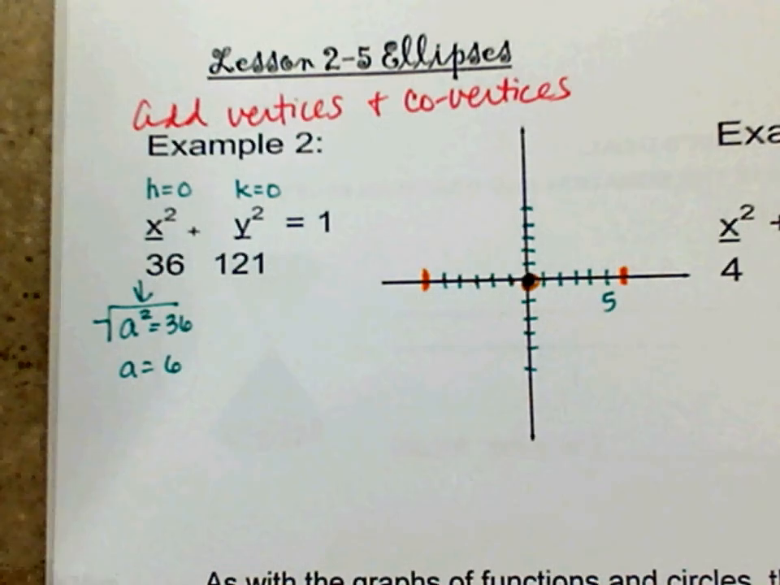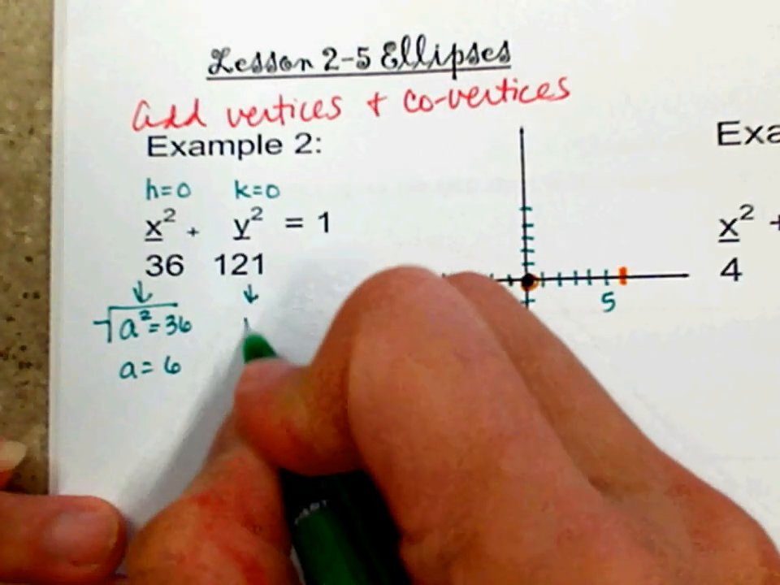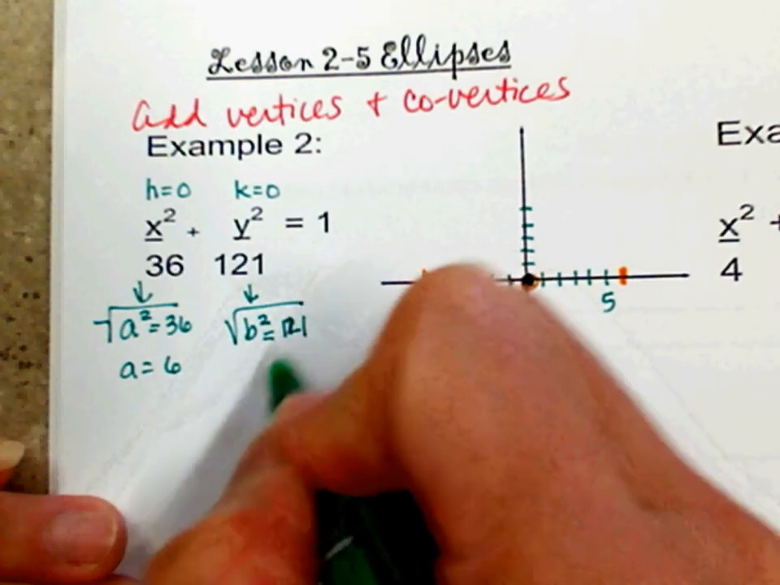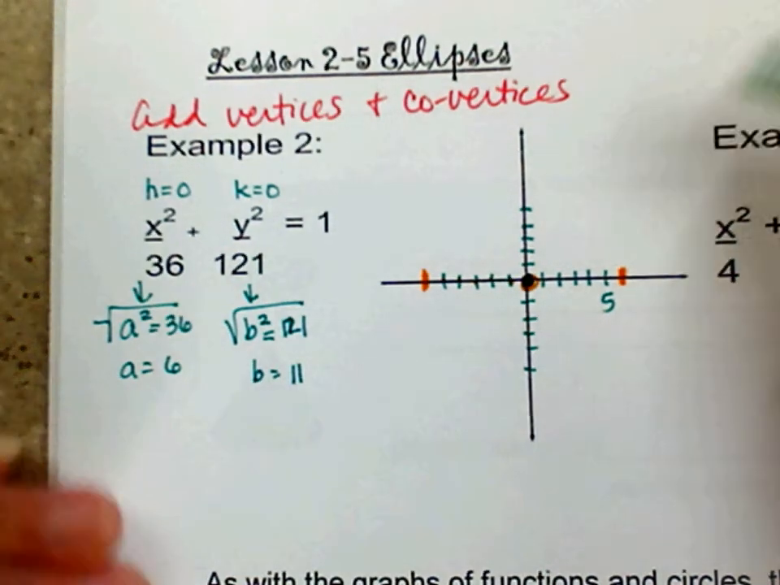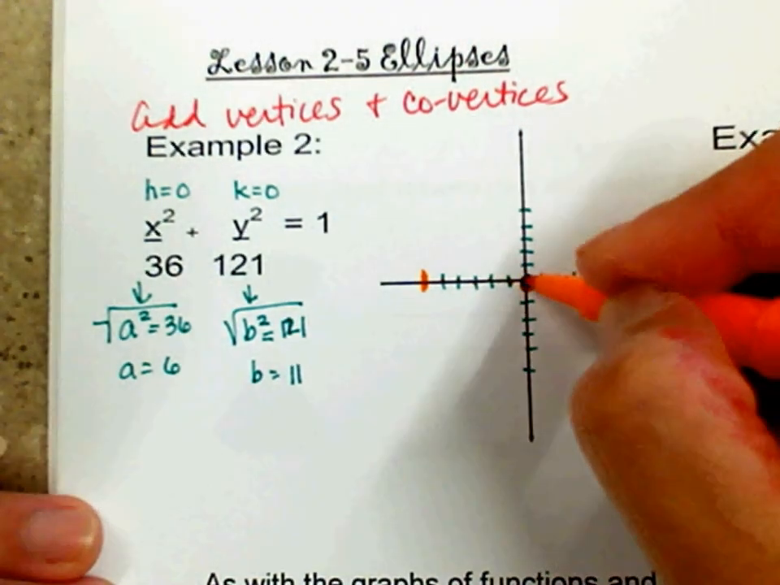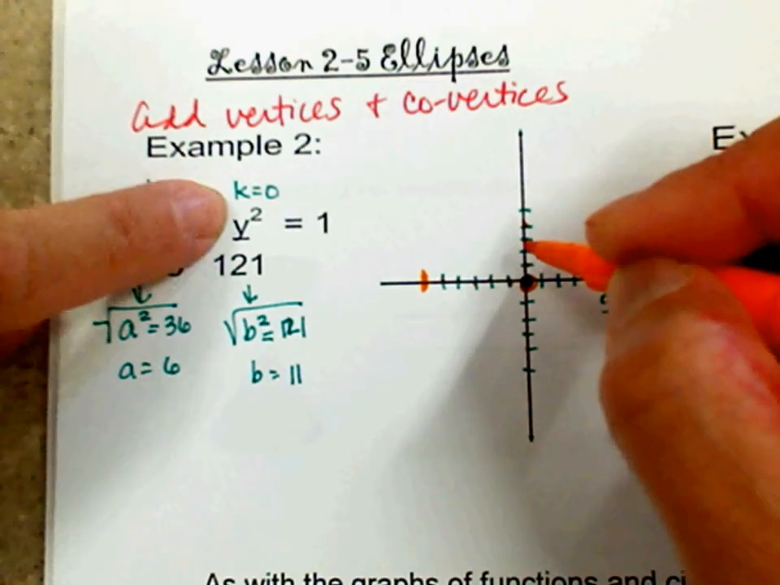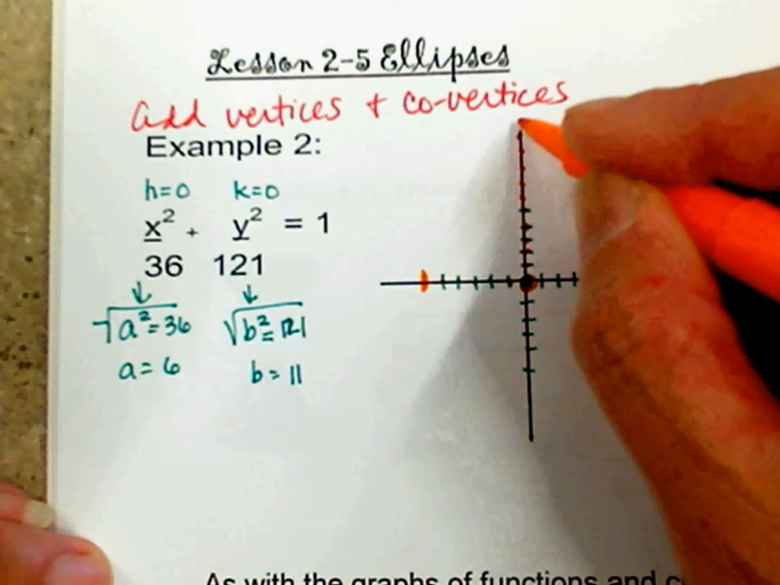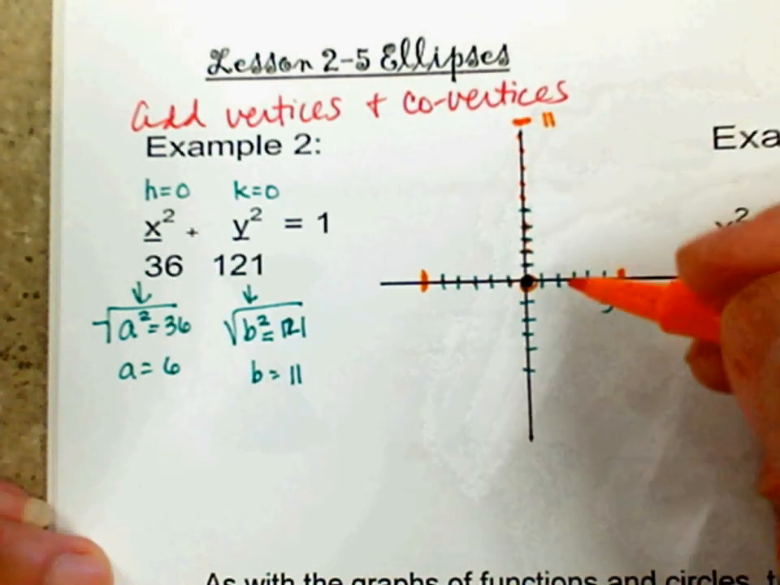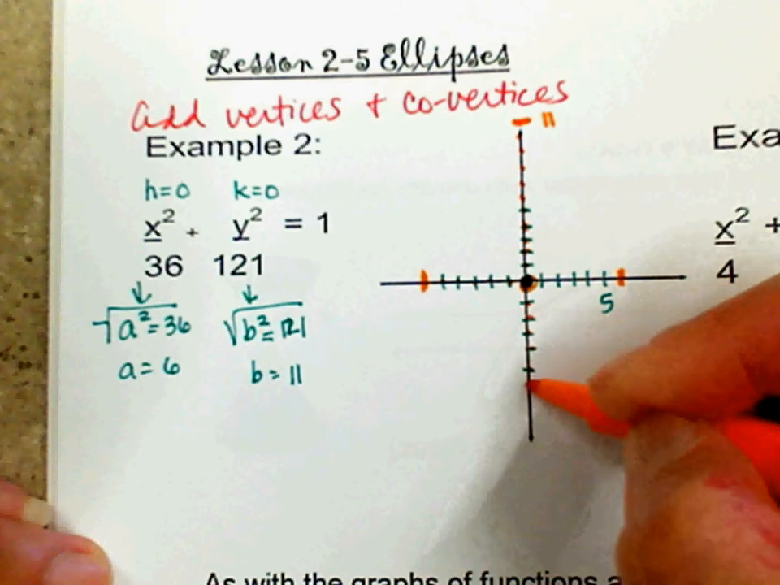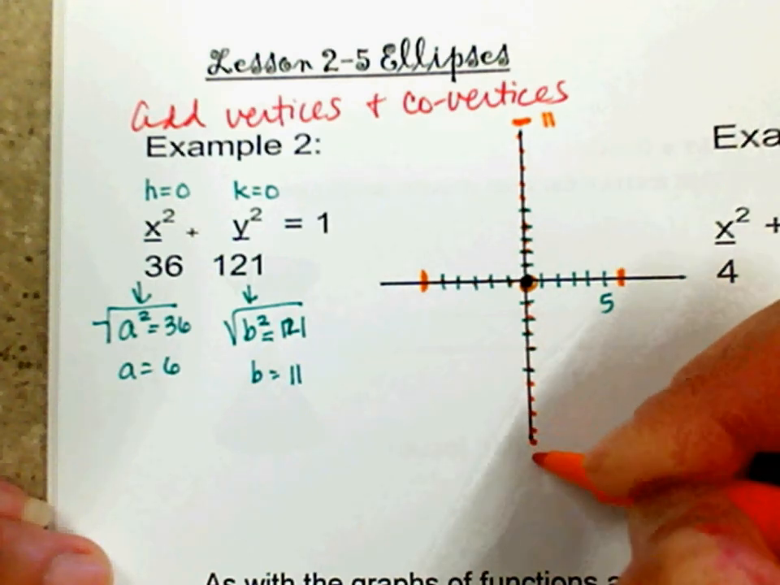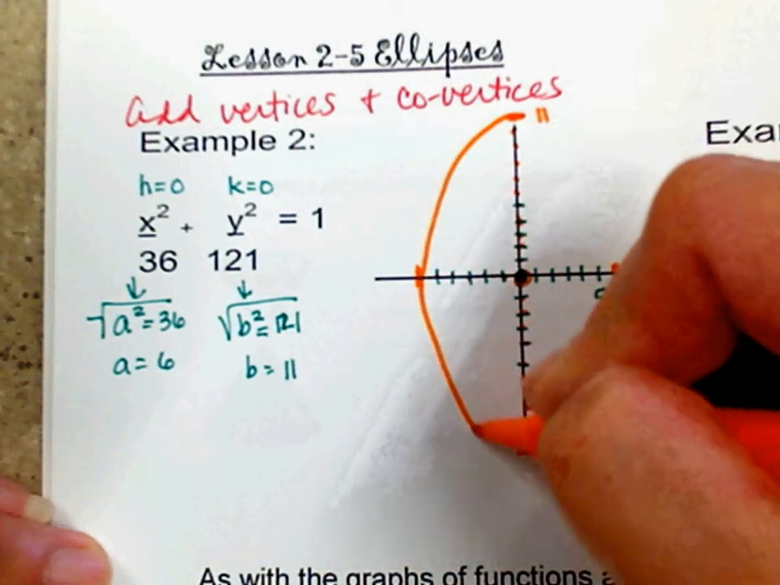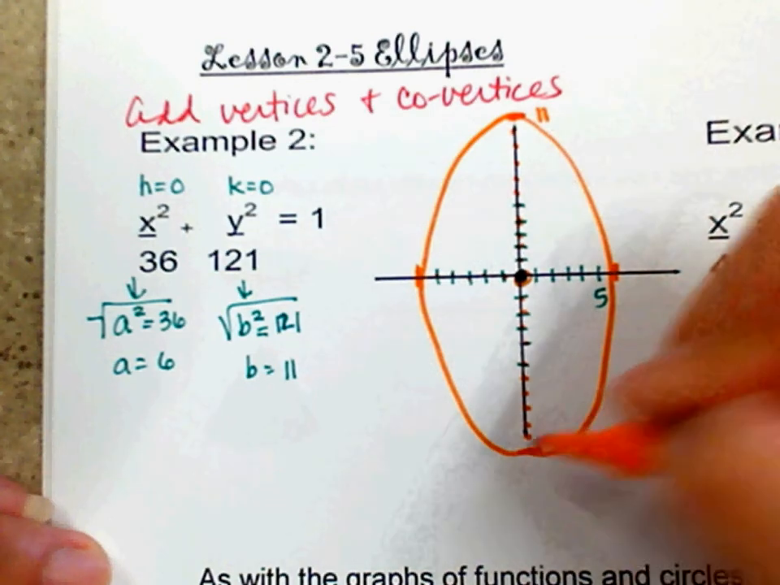Let's look at B. Here's your B. B squared is equal to 121. And when you take a square root of that, B is equal to 11. So from here, I'm going to go out 11. Notice it's under Y, so you're going to go up and down. 1, 2, 3, 4, 5, 6, 7, 8, 9, 10, 11. I'll put 11 there so I don't forget. Okay? And there you have your elliptical shape. And there you connect it, just like that.